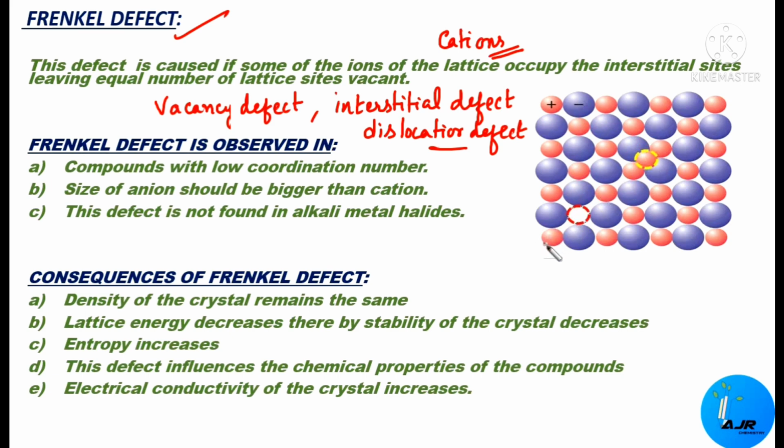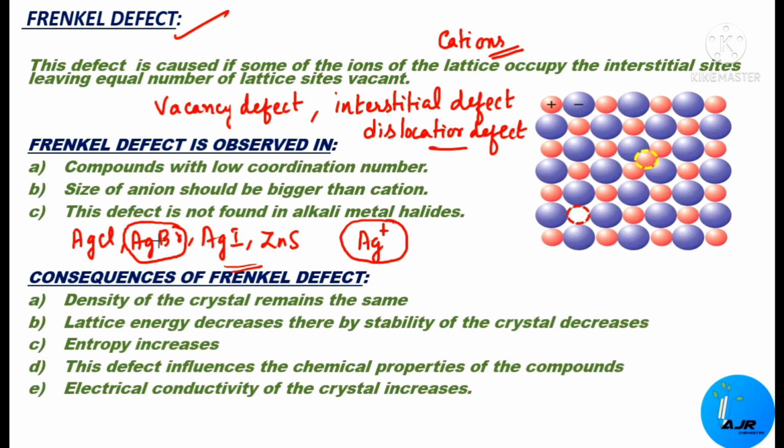Let me give some examples in which we can observe this Frenkel defect. AgCl, silver chloride, silver bromide, then silver iodide, then zinc sulfide. In all these compounds we can observe the Frenkel defect. Out of these, silver bromide shows both Frenkel as well as Schottky defect. The Ag plus ion, being smaller in size, can be accommodated in the interstitial sites. That's why these types of compounds show the Frenkel defect readily.